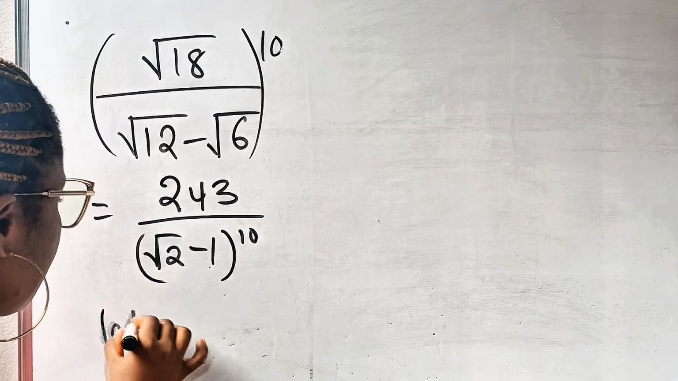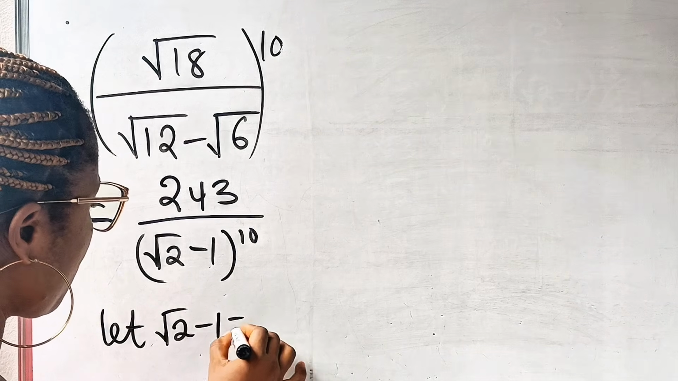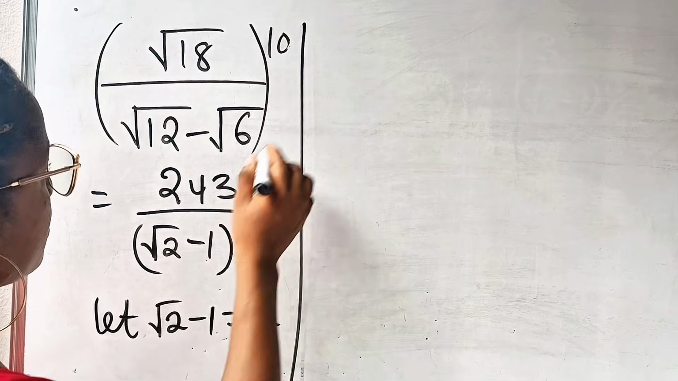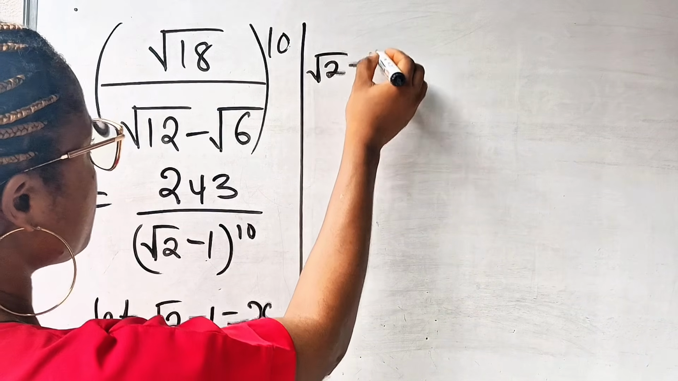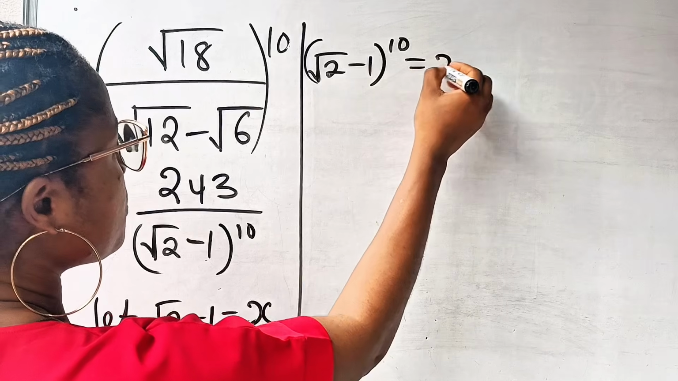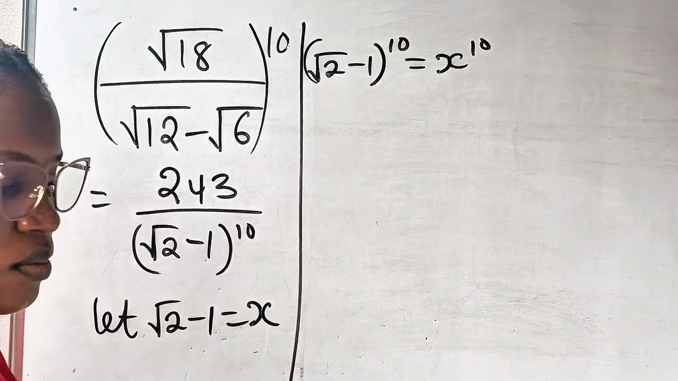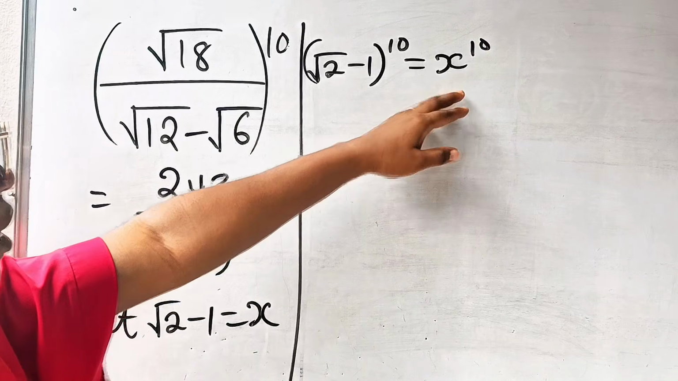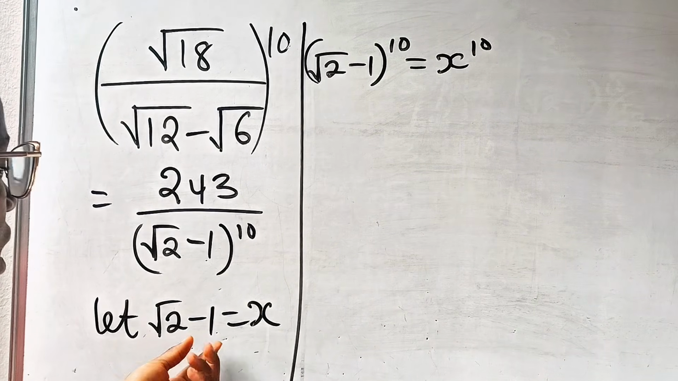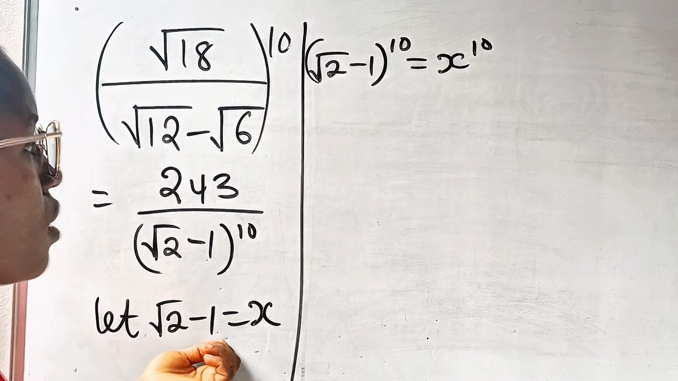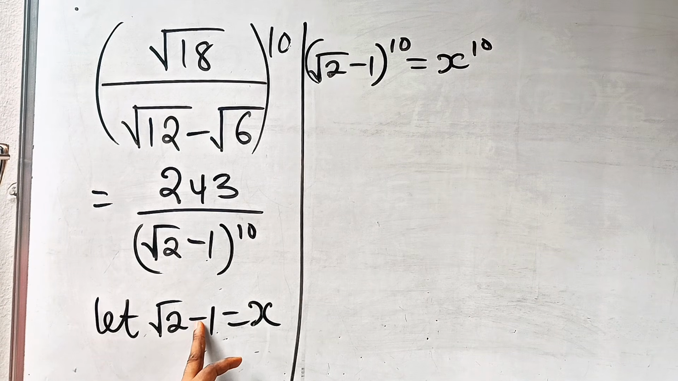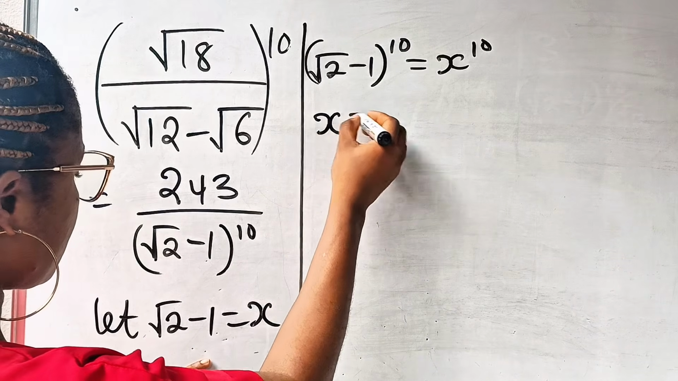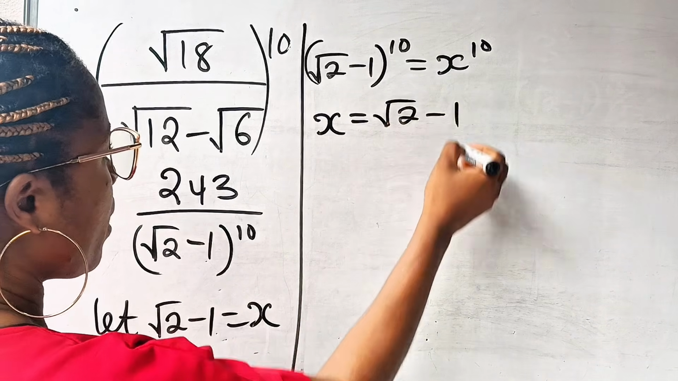So we can say let root 2 minus 1 be equal to x. This implies that root 2 minus 1 to the power of 10 can now be expressed as x to the power of 10, right? Now, when that happens, what do we do next? We are going to concentrate on this equation and we are going to simplify it. Okay, so first of all, we are going to transfer this to the other side. But first, permit me to write this as x is equal to root 2 minus 1.